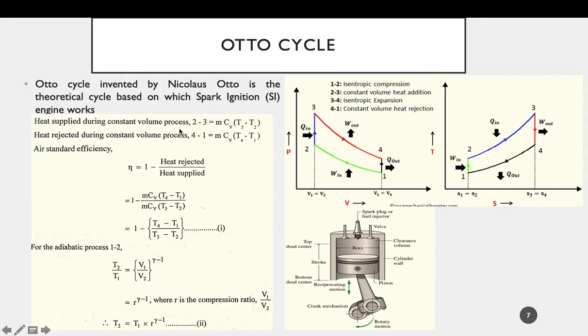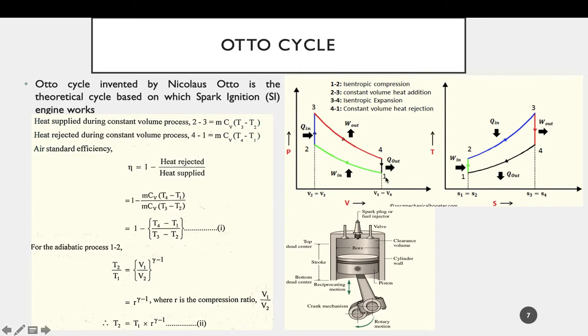So heat supplied during the process 2 to 3 is mCv (T3 minus T2), and heat rejected during the process 4 to 1 is mCv (T4 minus T1). Substituting the same in the expression for efficiency, we have 1 minus mCv (T4 minus T1) by mCv (T3 minus T2). mCv is a common term which cancels out, so we have the air standard efficiency of the Otto cycle equal to 1 minus (T4 minus T1) by (T3 minus T2).